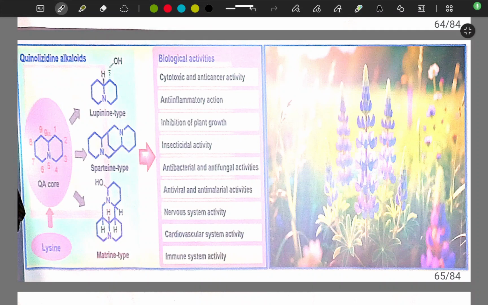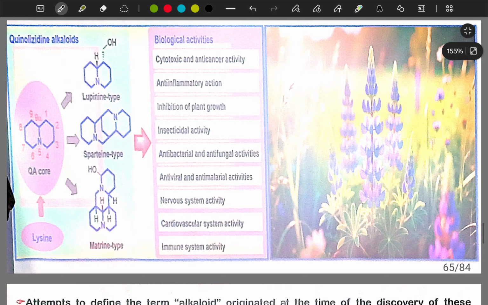Continuing here, quinolizidine alkaloids. So here we have N and a heterocyclic ring. Okay, and N is connected to at least 2 carbons. You can see it here. Okay, it is coming from lysine. Now it is making others.